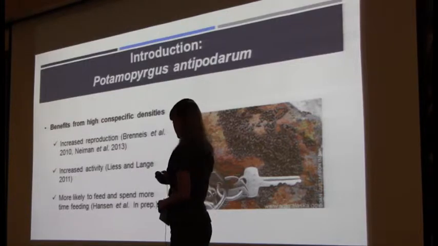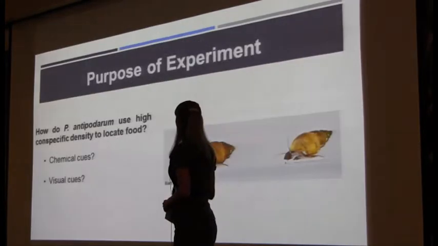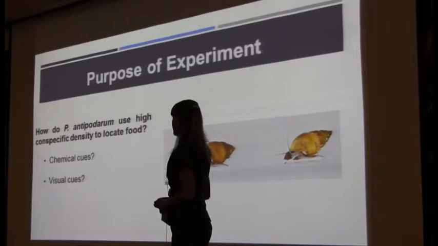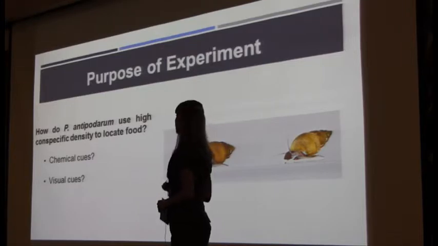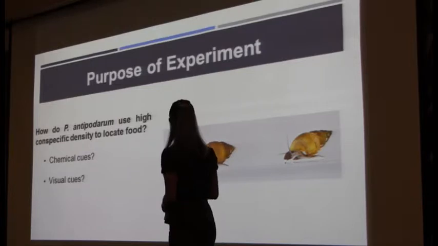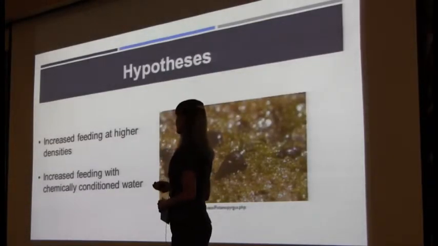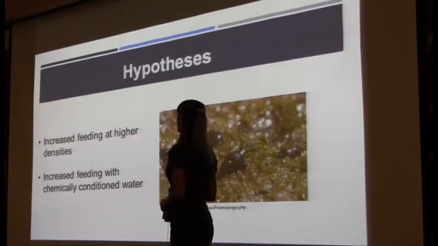Benefits of these high conspecific densities have been increased reproduction, increased activity, and being more likely to feed and spend more time feeding. So the purpose of our experiment was to find how Potamopyrgus use high conspecific density to locate food, either via chemical cues or visual cues. Our hypotheses were that feeding would increase at higher densities, and that feeding would increase in chemically conditioned water.